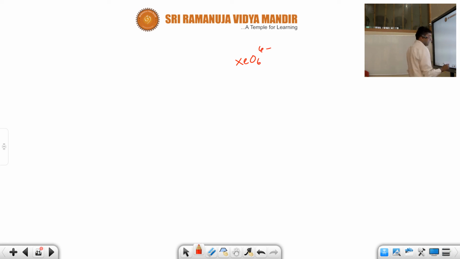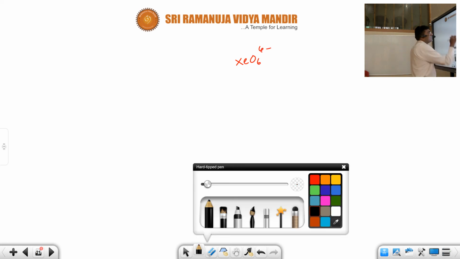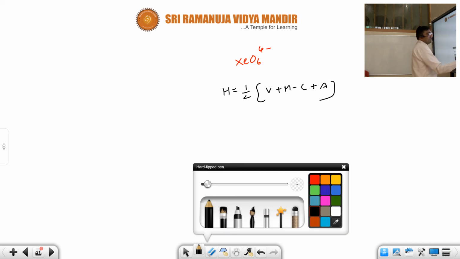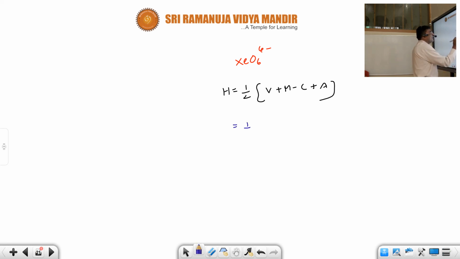XeO6 4 minus. Let us solve this question. H is equal to half into V plus M minus C plus A. So try to apply this logic here. H is equal to half into, what is the valency? 8, number of monovalent atoms 0, minus charge in the cation 0, charge on anion is 4, total it is 12. 12 by 2, that is equal to 6.